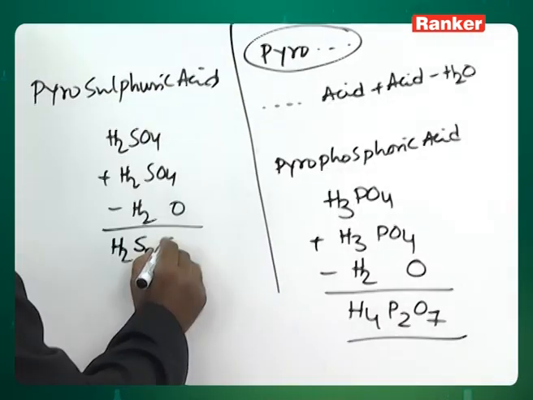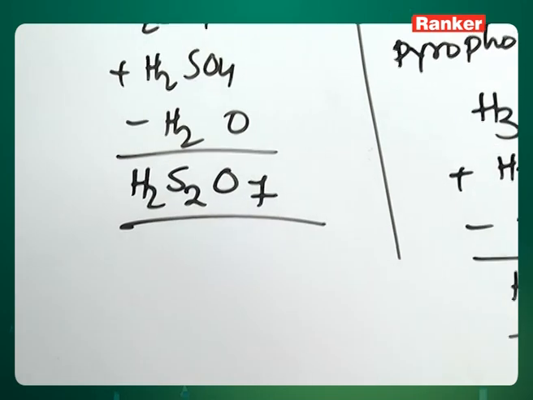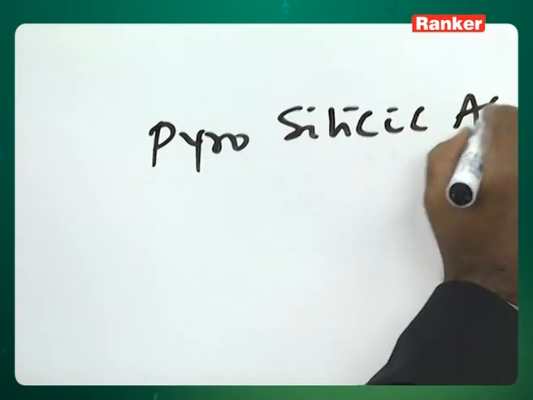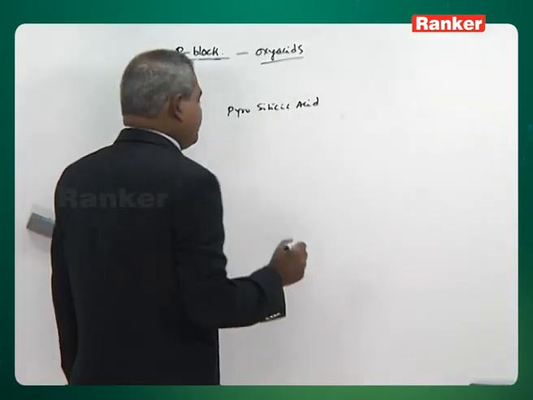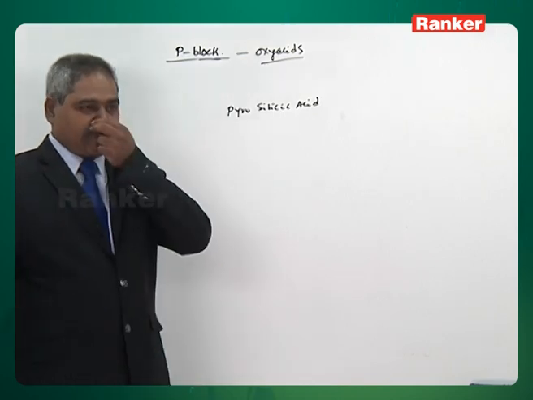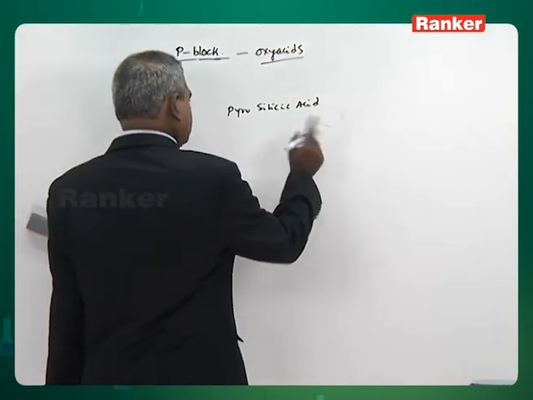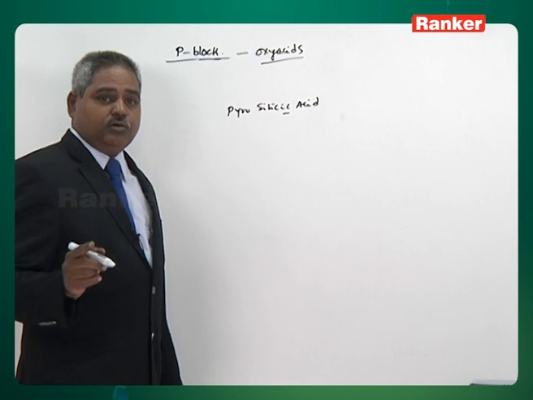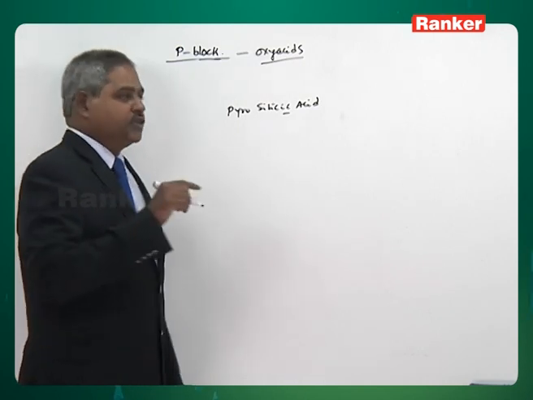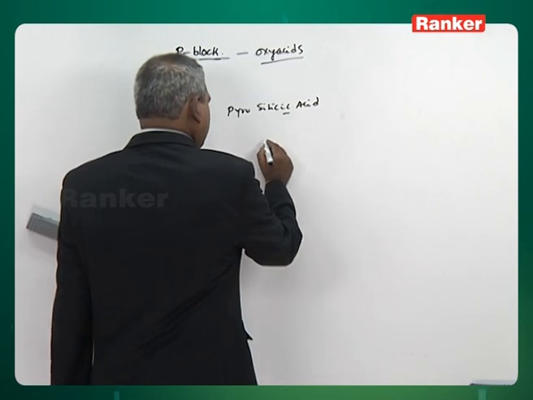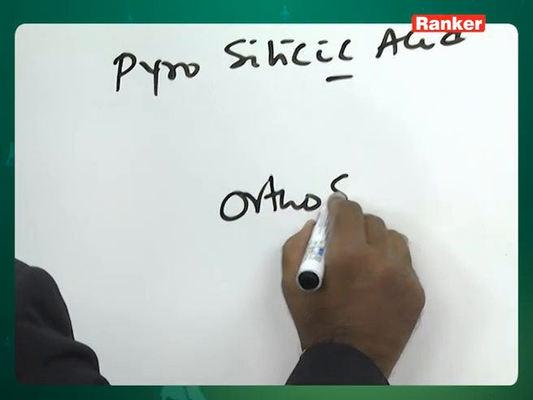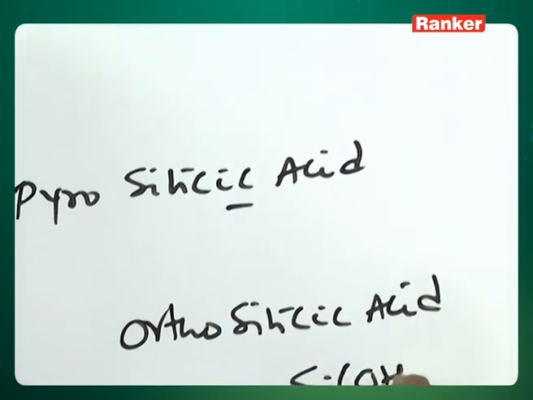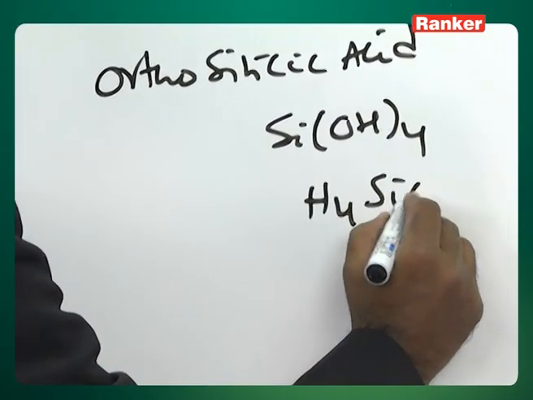H2S2O7, pyrosulfuric acid. Pyrosilicic acid: silicic acid plus silicic acid minus H2O. How is that? What is silicic acid? Ic. What do you mean by ic? Ic means ortho. What do you mean by ortho? Ortho means maximum number of OH. So, silicic acid, first of all, let us look at orthosilicic acid, which is nothing but SiOH 4 times, which is nothing but H4SiO4.